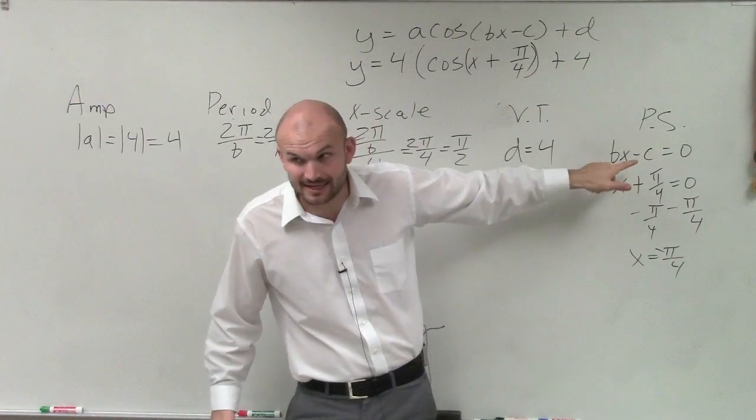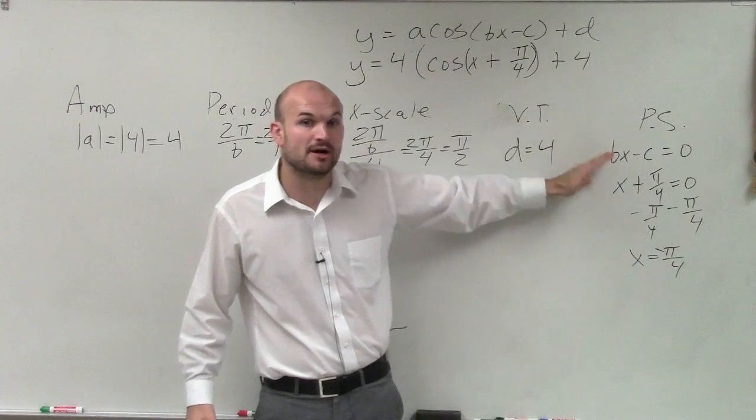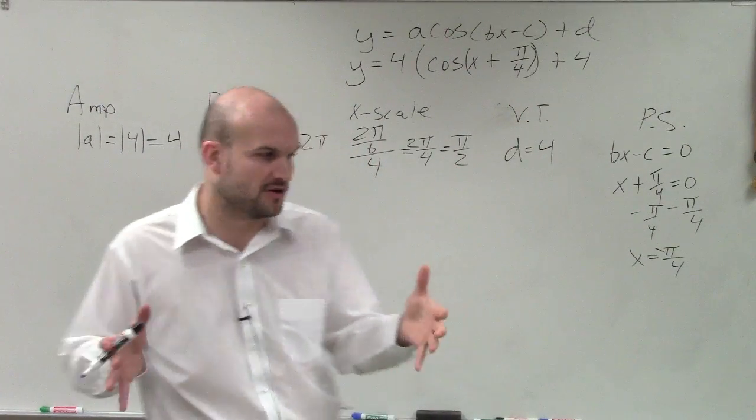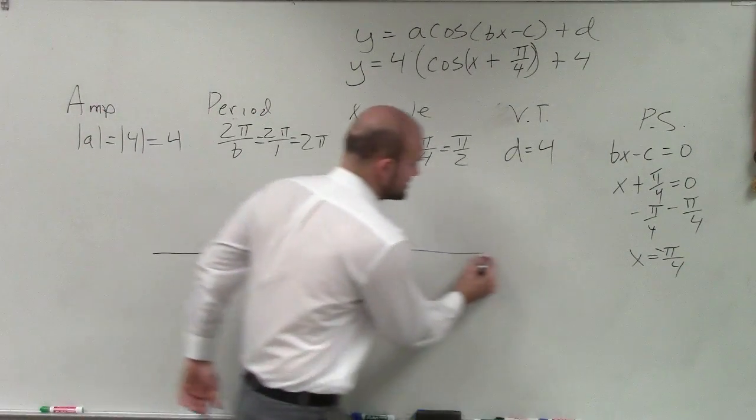You have to set it equal to 0 because your b, in this case, is 1, so it doesn't affect it. But your b will affect your phase shift. So you have to always take whatever's inside the function and set it equal to 0. All right, so now we grab a nice little long x-axis.